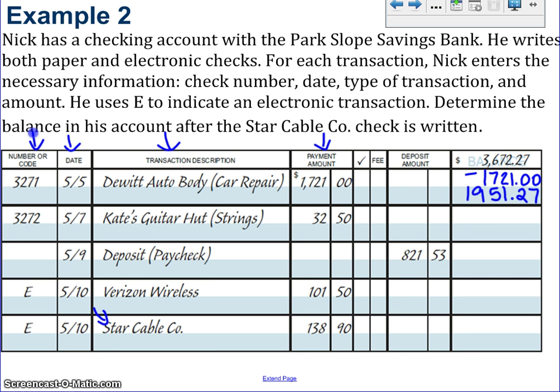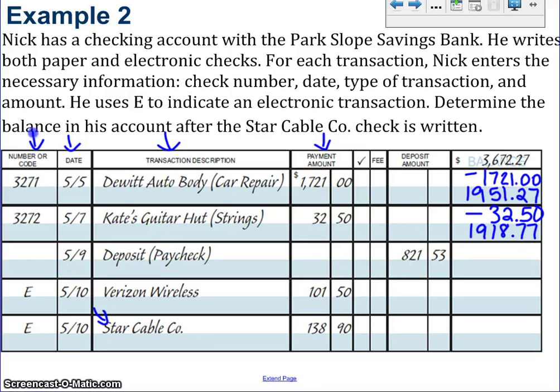The next one, it looks like Kate's Guitar Hut, and Nick bought some strings there for his guitar. So now we're going to subtract $32.50. And notice each time after I put in the amount, I'm subtracting or adding it, in this case it's subtracting it, to get a new updated account balance. So the area here in blue is your updated account balance.